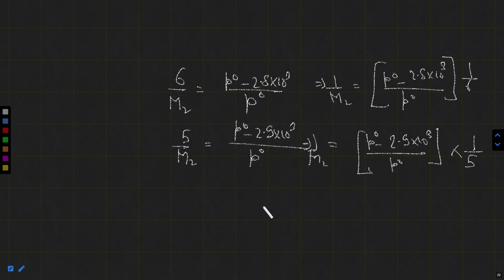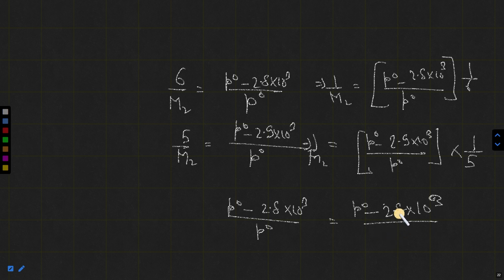Let us equate both of these. P naught minus 2.8 into 10 to the power 3 by P naught is equal to P naught minus 2.9 into 10 to the power 3 by P naught. This P naught and this P naught will get cancelled. We have 1 by 6 here, and we have 1 by 5 here.